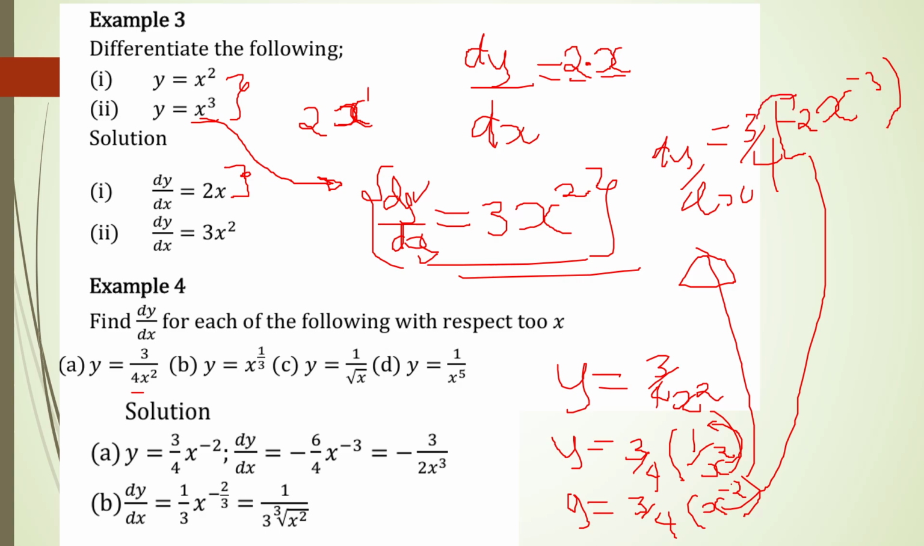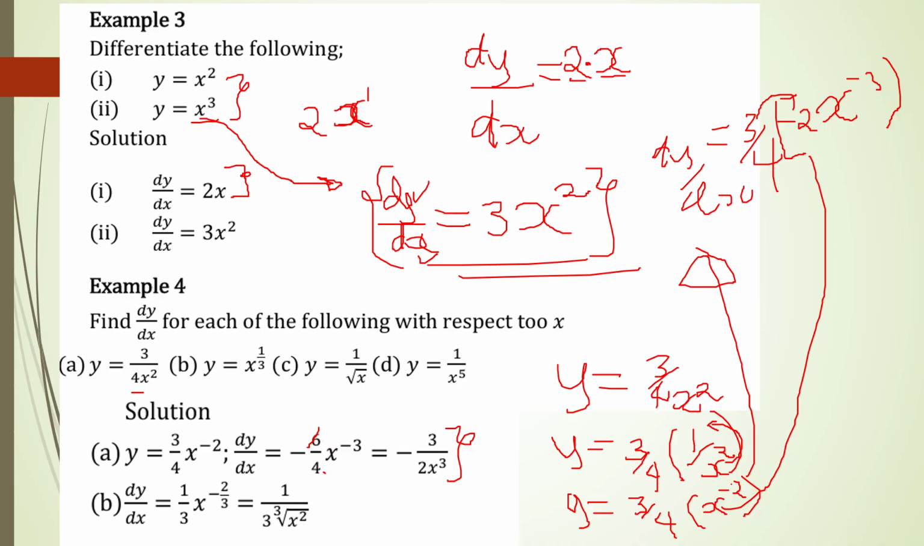And that's why you're seeing here that the derivative directly is going to be negative 6 over 4 x power negative 3. Trying to simplify that, if you divide through by 2, 6 divided by 2, you get 3. 4 divided by 2, you get 2. And then you end up with your final answer to be negative 3 divided by 2x cubed.